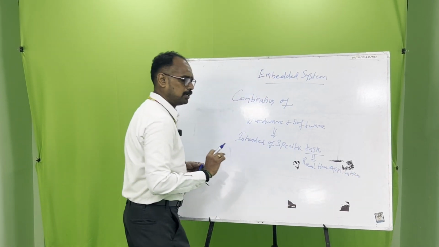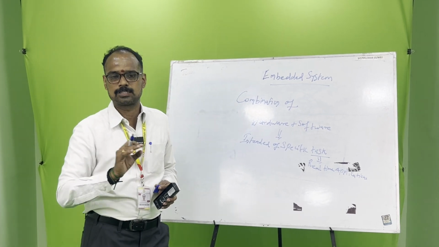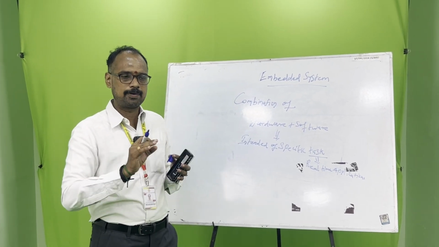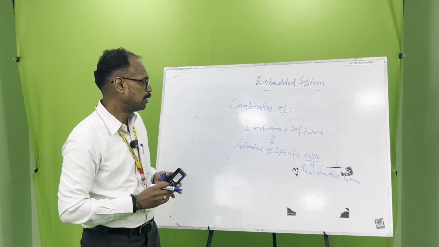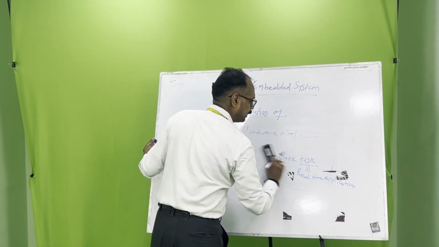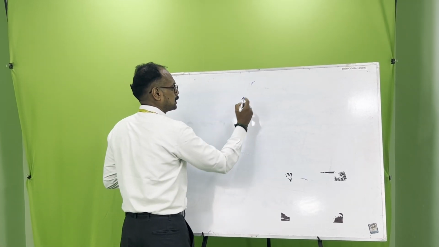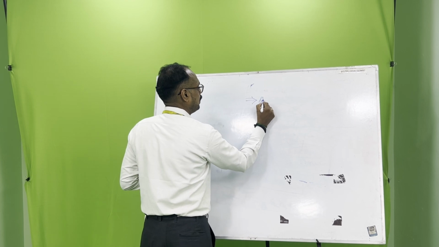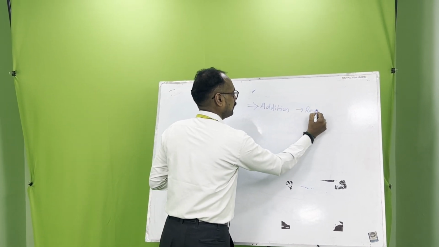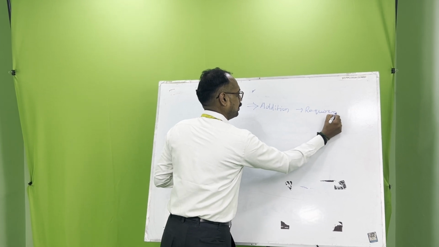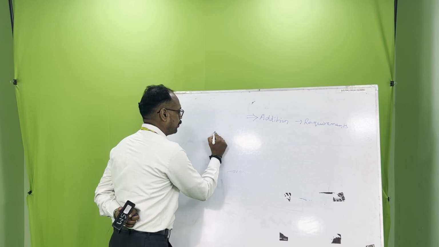So, if you develop one system especially for a particular task, it needs some hardware and software part. Both combined give the one specific task. For example, let us take a small addition purpose. We have a system that especially does the task of adding any two numbers. That is my system requirement.